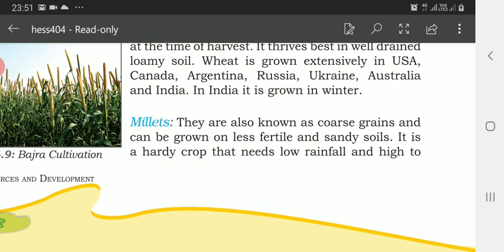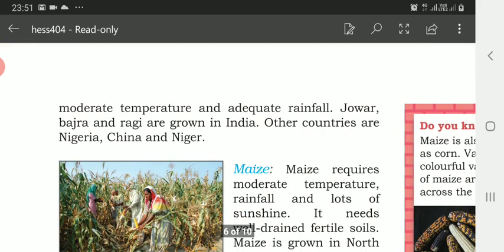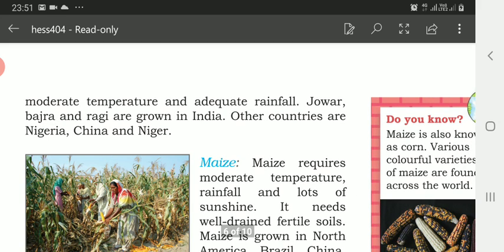Why? Because these are coarse grains and can be grown on less fertile and sandy soil. So millets can be grown in any kind of less fertile or sandy soil. It is a hardy crop. Hardy means it is very tough and it can survive in any kind of condition, in normal to a little harsh conditions also. It needs low rainfall, high to moderate temperature, and adequate rainfall.